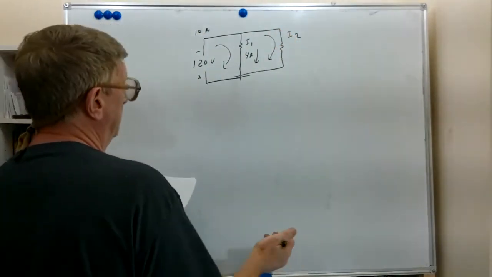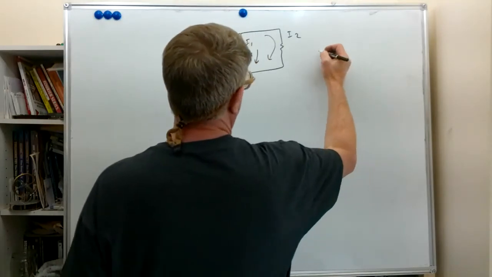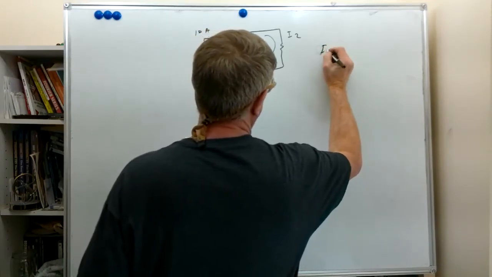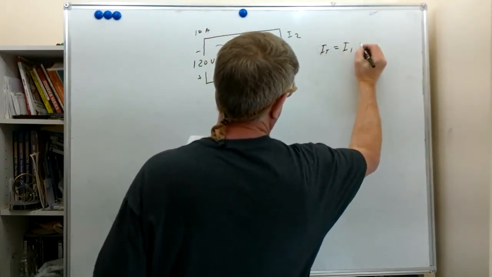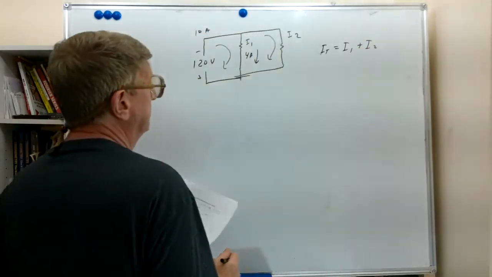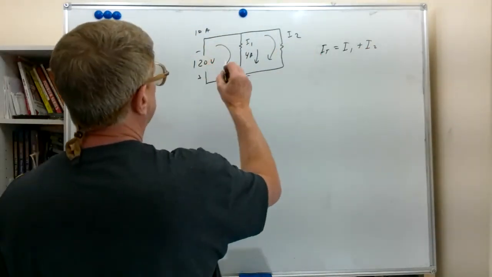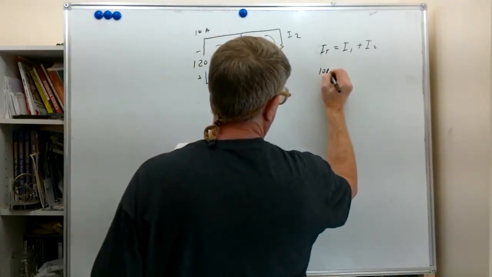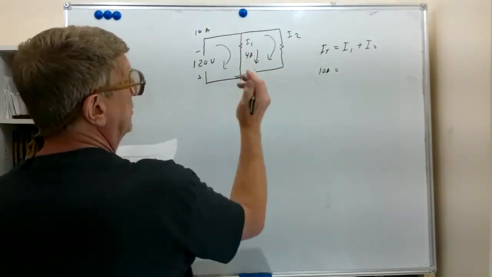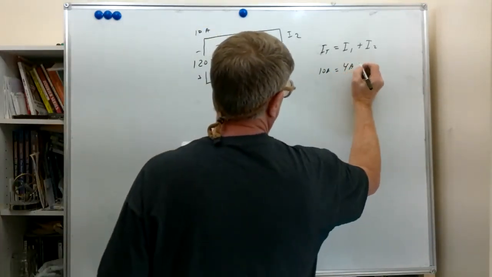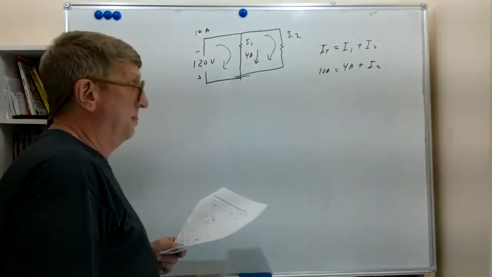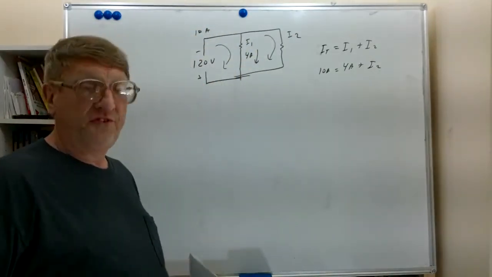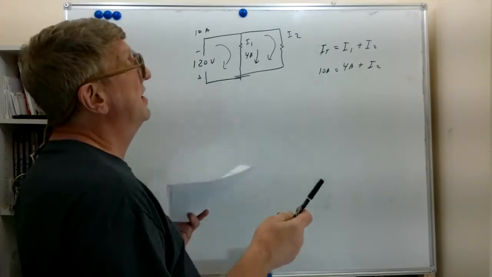Well, what is I2? We'll go back to our current total formula. IT equals I1 plus I2. Well, what do we have? We have IT, and it was given to us as 10 amps, so 10 amps equals I1, which was given to us, 4 amps, plus I2 that we do not know. But we have here an equation with a single variable, so we should be able to find the value of that variable.